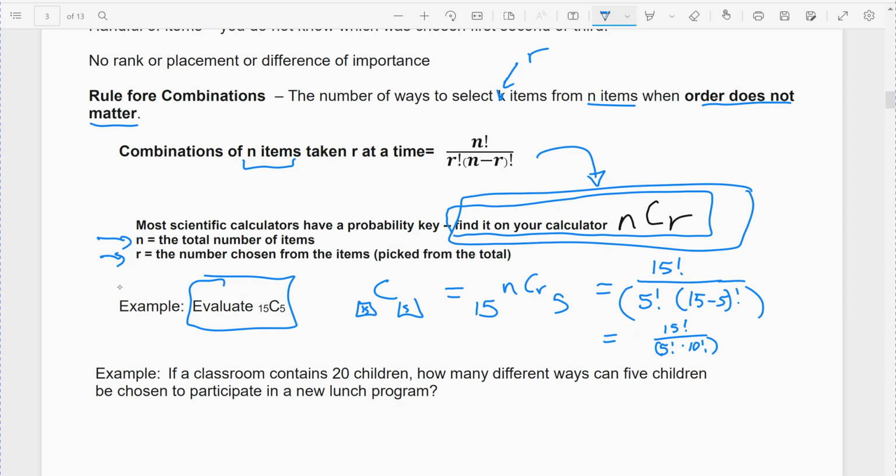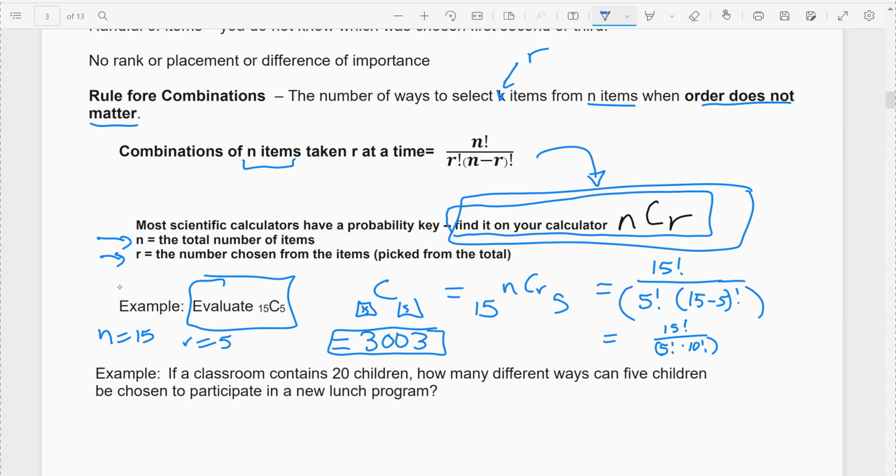However you decide to do it, or however your calculator does, you should check, again, make sure you practice this. It should come out 3003. So if you start with 15 items, you pick 5 of them, 5 different items, and you're not reordering them, there's 3,003.